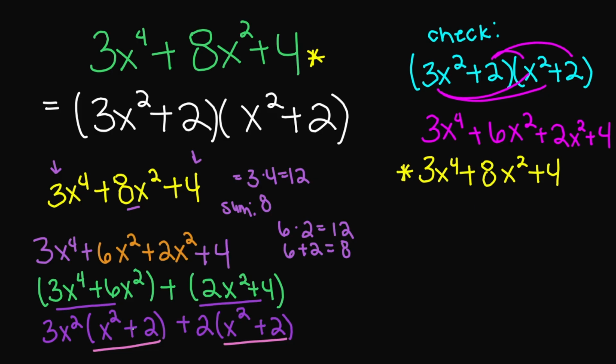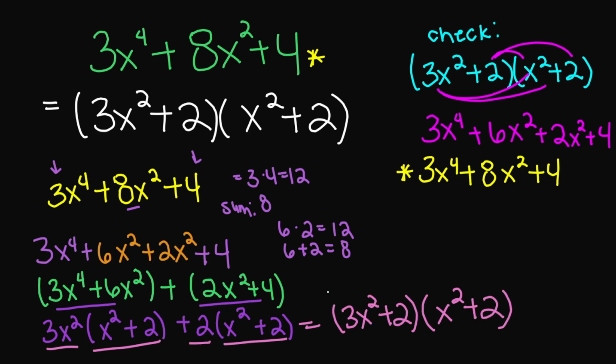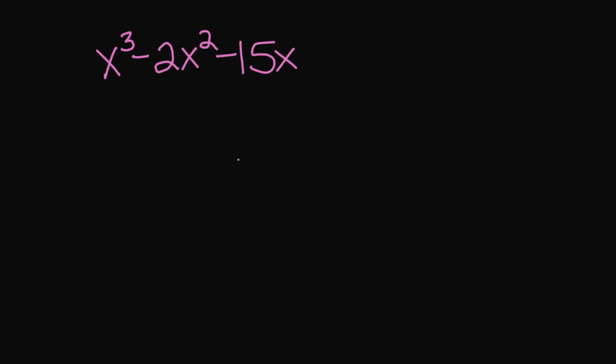Next, we are going to factor out x squared plus 2. So if I factor out x squared plus 2, I'm going to be left with 3x squared plus 2. So this is how you solve the problem, and it does take you back to your answer here. When we checked our work, it takes us back to the original here. Let's look at this example here.